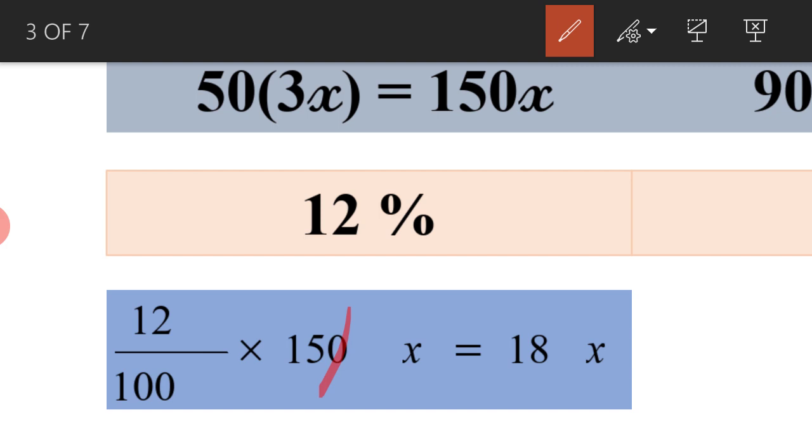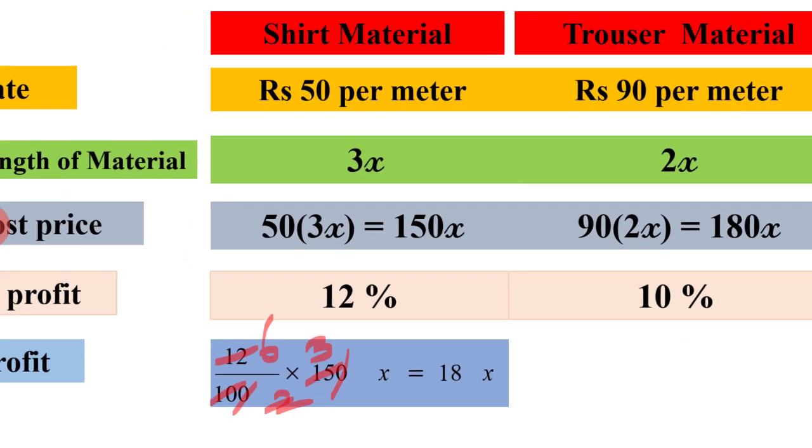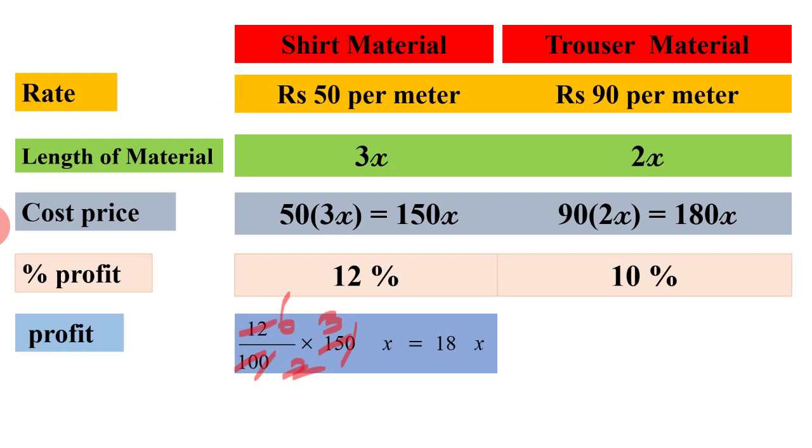So 0, 0 is cancelled. Now it is 10 and 15, so we can have cancellation. 5 2s are 10, 5 3s are 15, and then 2 1s are 2, and 6 3s are 18x. 6 into 3 into x, that is 18x. So what is 18x? It is the profit. Is it okay?